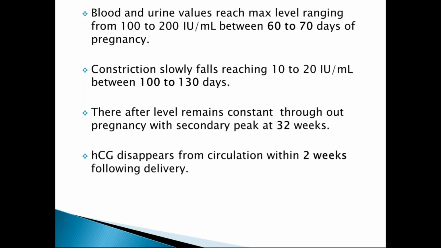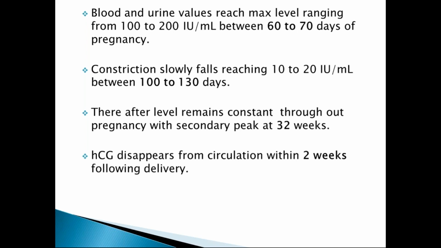After this peak, there is a slow fall reaching 10 to 20 international units per milliliter between 100 to 130 days. Thereafter, it remains as a plateau. It remains constant throughout the pregnancy with a second peak at 32 weeks of gestation. After termination of pregnancy, that is following delivery, HCG levels will become less than 2 within 2 weeks of delivery. So this is the graph. I'll show you the graph in the later slides.